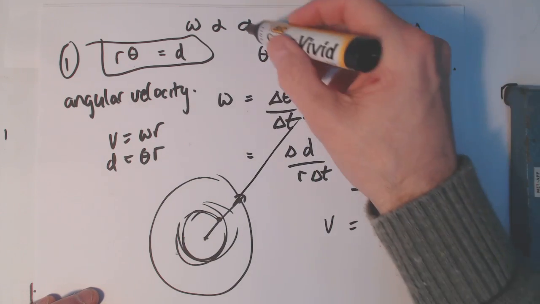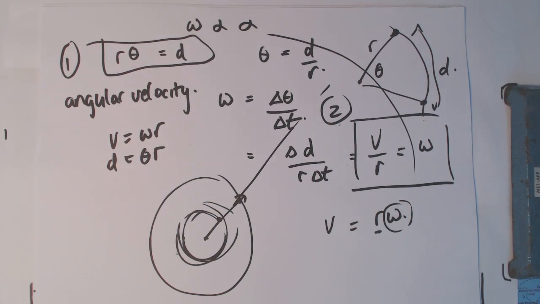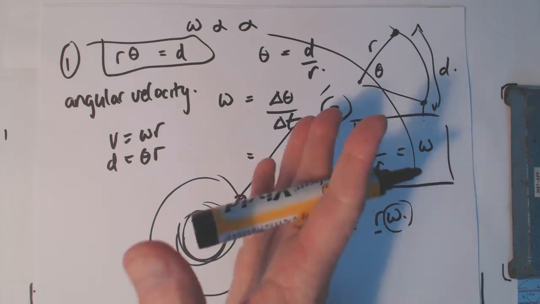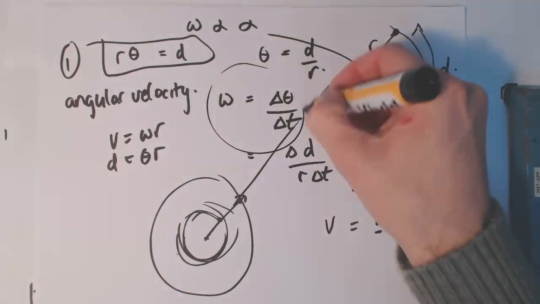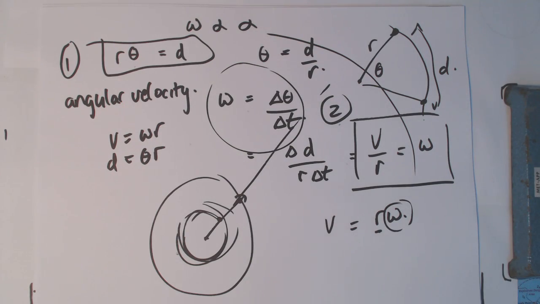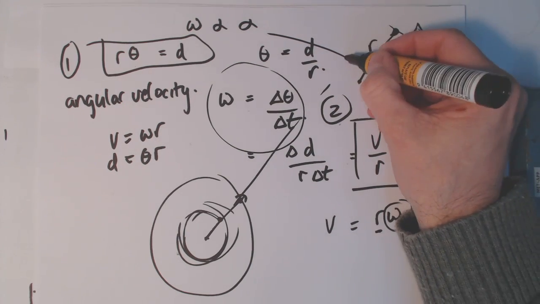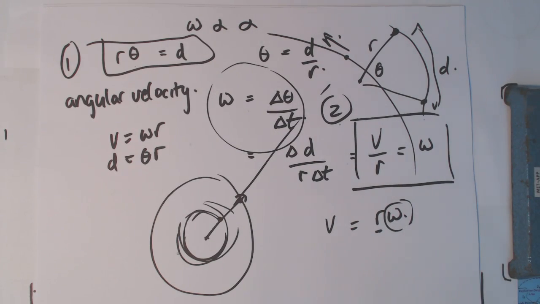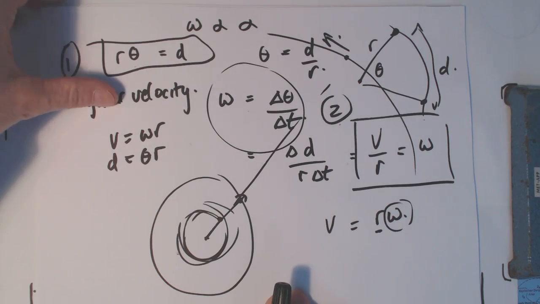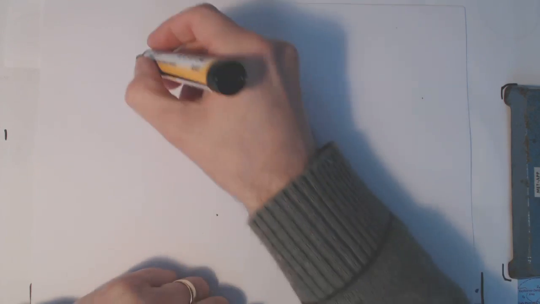No matter how far out you went, even if this disk was huge and it was rotating, it's still going through the same number of degrees a second, which is omega. But the velocity for a point on the edge is much bigger if the radius is bigger. So that's angular velocity. What about angular acceleration?